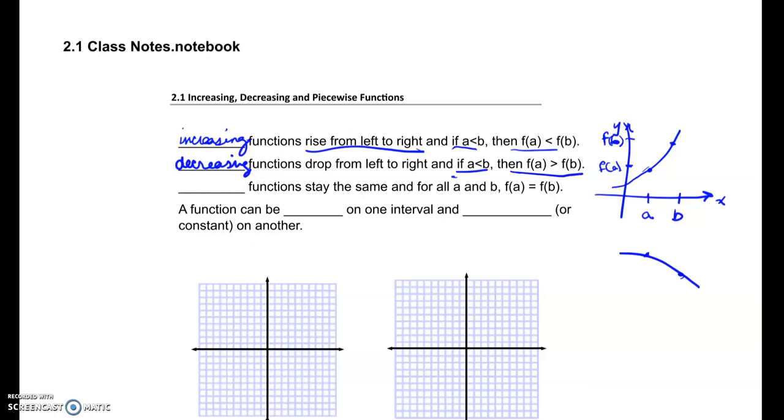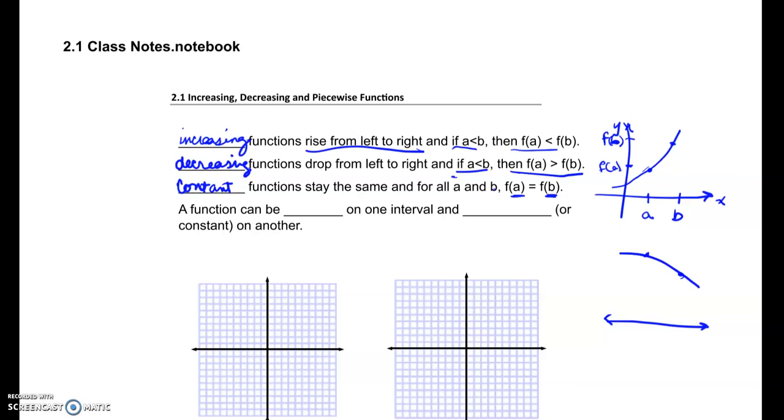without having to draw the graph. Now we also have functions that don't do either. They don't increase or decrease, and those are called constant, which kind of makes sense. They just stay at the same height as you go left to right. In the last chapter, we talked about those horizontal lines and what the points on those horizontal lines look like. They all have the same y value, so for any a and b, the y's are going to be the same. You pick any a and b, those are our x values. When you take the function, if it's a constant function, f of a and f of b are the same.